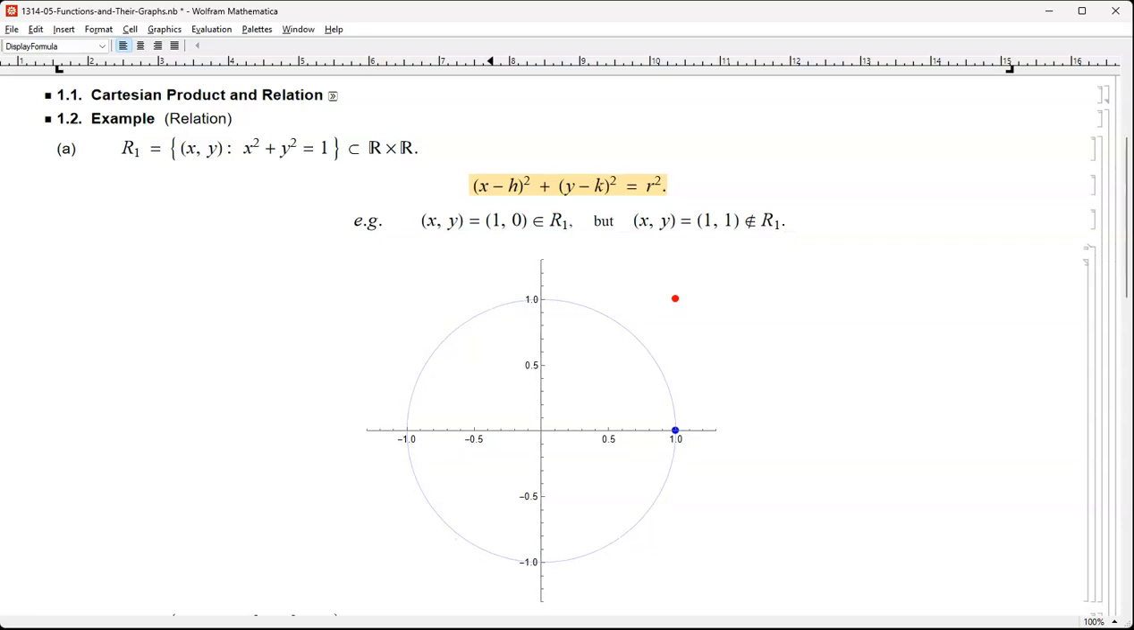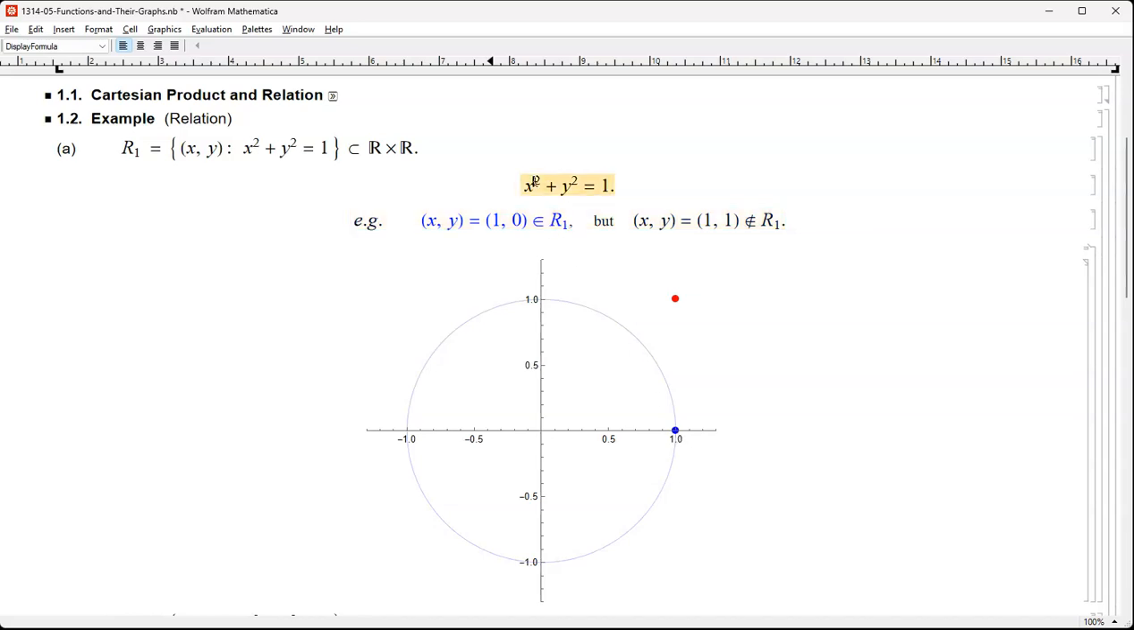Sorry about the typo here. A circle centered at h, k with radius r, but in this particular case, h, k is 0, 0, and r is 1. So that we have this. And as you can see, we have a circle. Now let's look at this point, the blue point. x comma y sits on the circle.